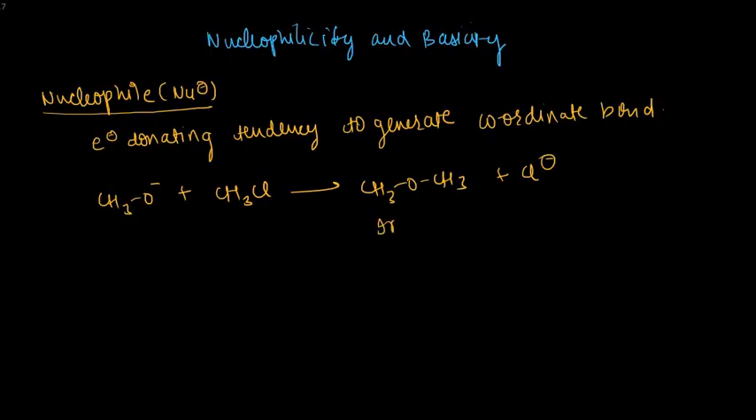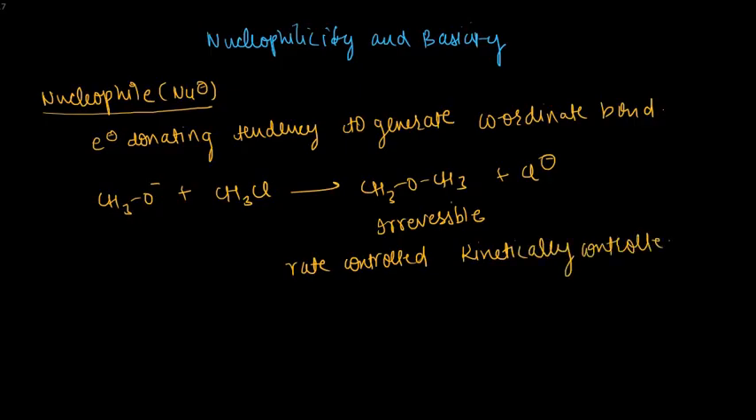So this reaction is actually irreversible, and it is rate controlled, meaning it is kinetically controlled. Because we are getting a single product, it is not thermodynamically controlled, it is a kinetically controlled product. If we don't have any option, it will form the dimethyl ether. Actually reactions are of two types: one is kinetically controlled and one is thermodynamically controlled.